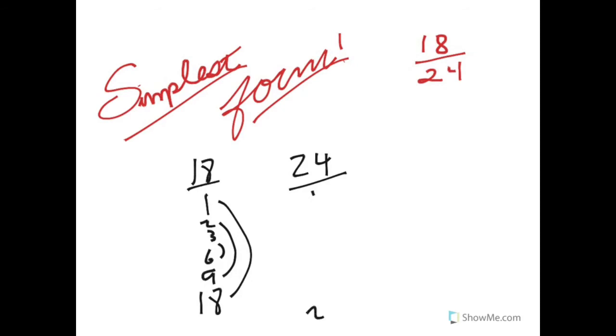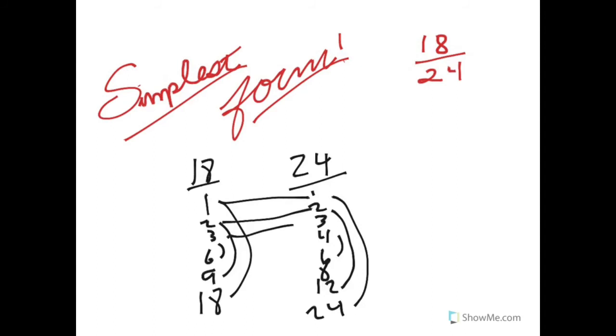24, I'm going to do the same thing. 1 and 24. 2 and 12. 3 and 8. 4 and 6. And I'm done. They both have 1 in common, they both have 2 in common, they both have 3 in common, they both have 6 in common, and that's where it ends. So my greatest common factor is 6.